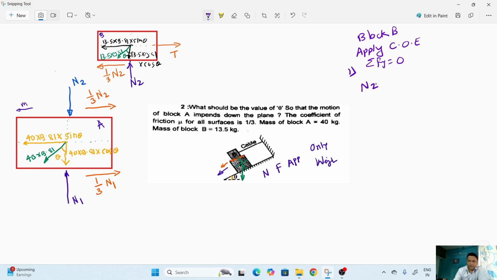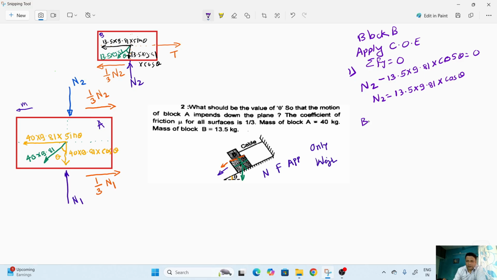Next one is the weight component, that is minus 13.5 into 9.81 into cos theta. These are the only vertical components in this equation. So here we get N2 is equal to 13.5 into 9.81 into cos theta. This value we get after using the first equation.